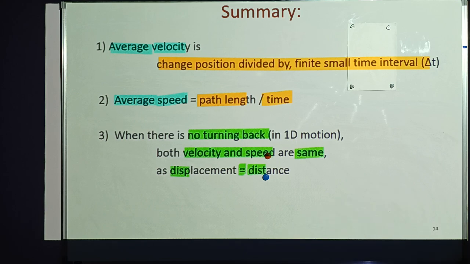To summarize, average velocity is the change in position, delta x, by the corresponding time, delta t, and average speed is the path length by time. In 1D motion, if there is no turning back, then velocity and speed are the same because the displacement and distance are the same.